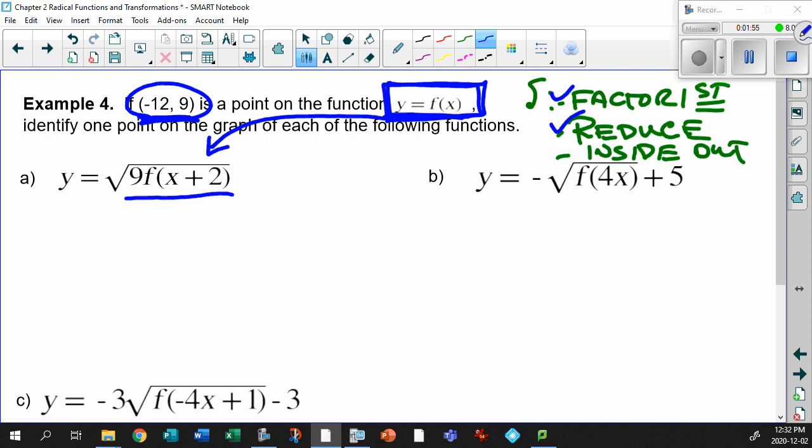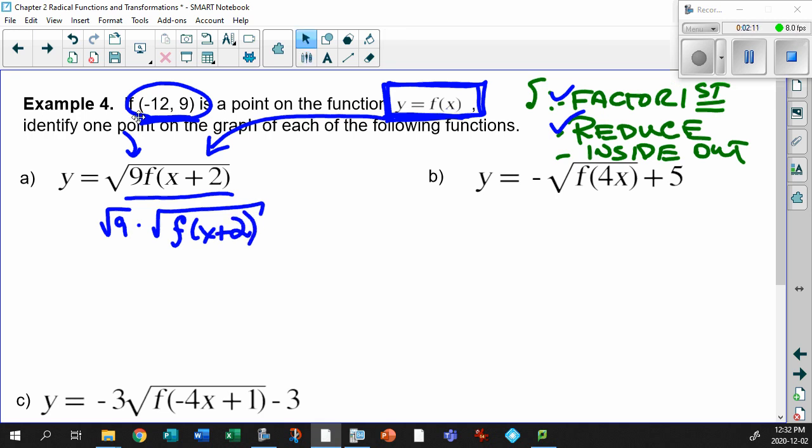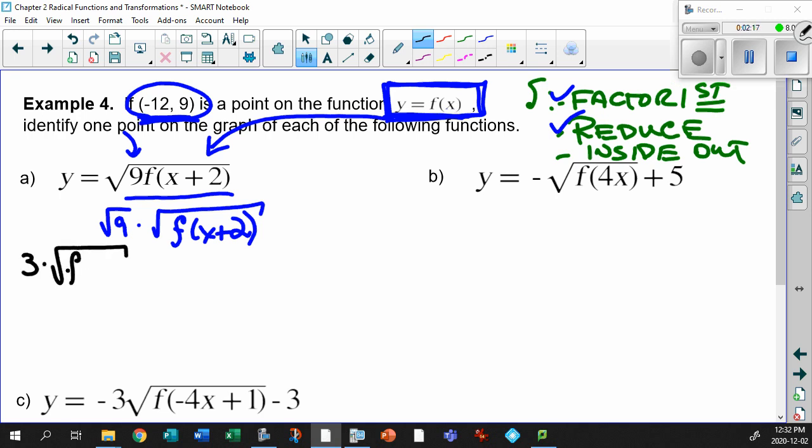Is there something to reduce in this one? Actually, there is. Look, see the 9? That's not in the function. That's outside of the function. So if you think about this, this is like saying square root of 9 times the square root of f of x plus 2. Oh, super. I know what the square root of 9 is. Square root of 9 is 3. So this changes this function to be 3 times the square root of the function f of x plus 2.